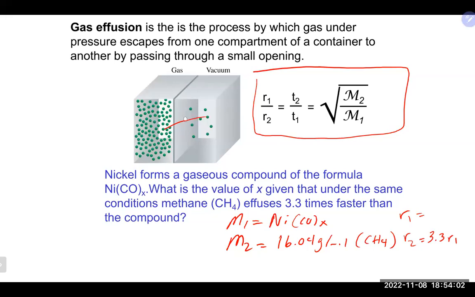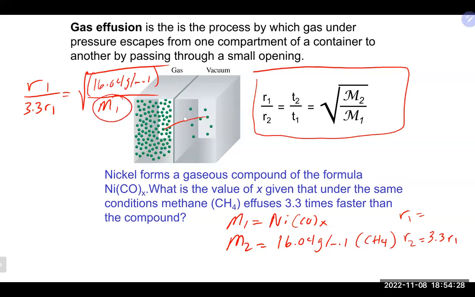We could do our R1 over our 3.3 of R1. So that's our rate 1, and rate 2 is 3.3 times faster than rate 1, equals the square root of molar mass 2, which was 16.04, that's our methane, and our unknown molar mass here, which is M1. When we do this and the R1 cancels, it gives us 1 over 3.3 is equal to the square root of 16.04 grams per mole over M1.